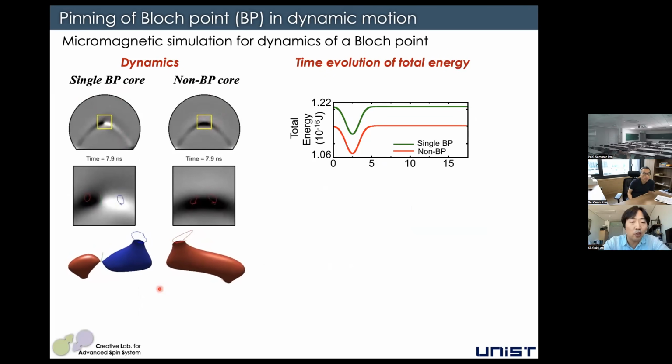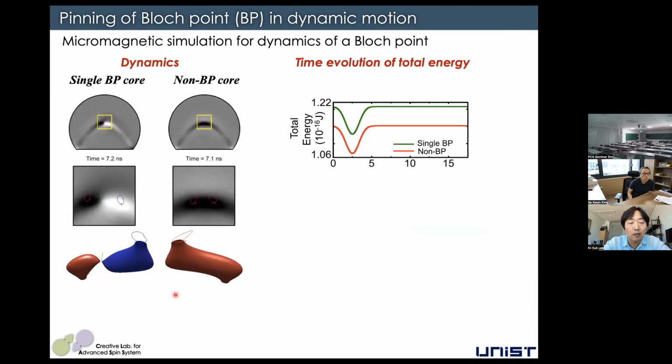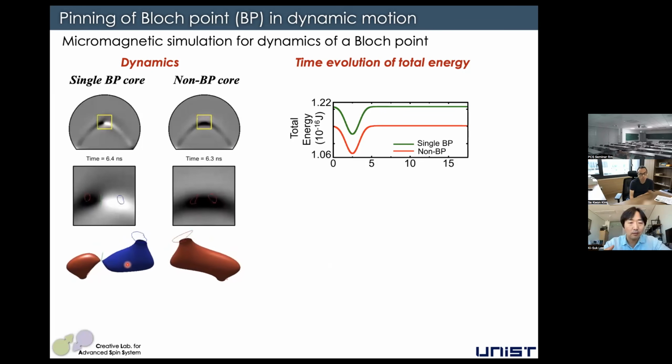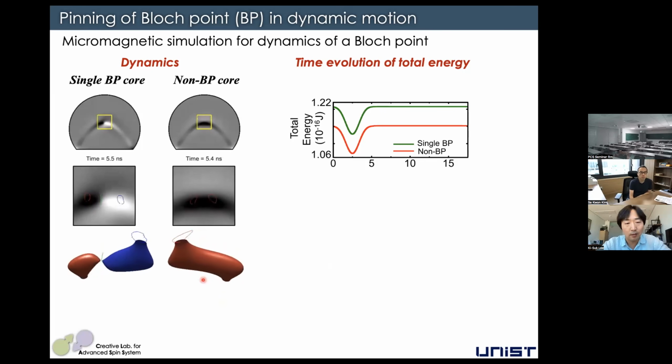Initially, we excite the whole structures, and then you can see that both of them show very large fluctuations, but in the single Bloch point core case, you can see a rapid decrease of the motion. But in the non-Bloch point case, the trivial vortex core case, you can see very large fluctuation of the whole structure. Okay, so it clearly shows the role of the Bloch point.